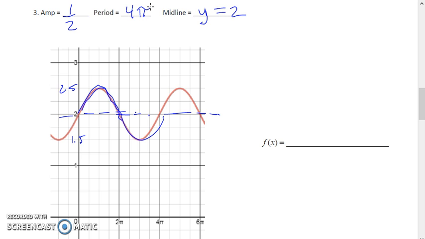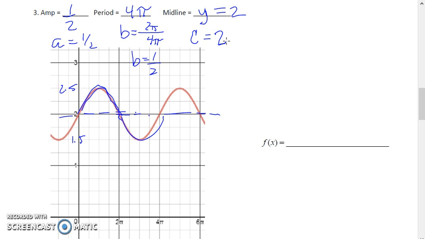So now if I try to figure out my equation, A is equal to a half. B is always going to be 2 pi divided by the period of the graph, which is 4 pi. Therefore, B is equal to a half, because the pi's will cancel and then 2 over 4 reduces to a half. And since the midline is y equals 2, the C value is also 2.